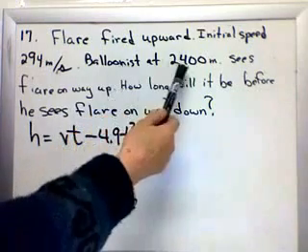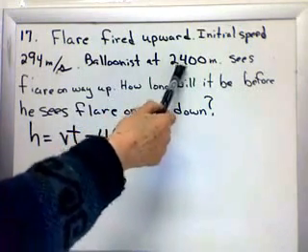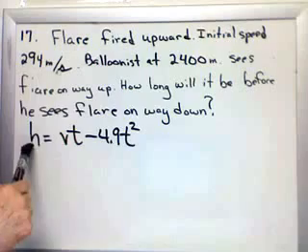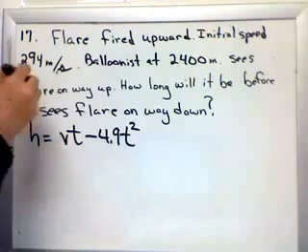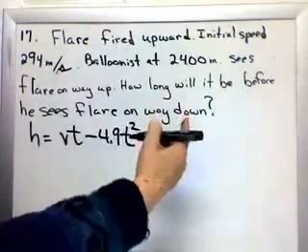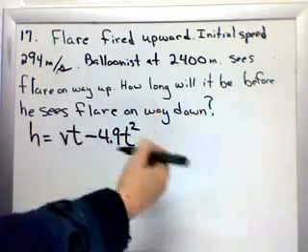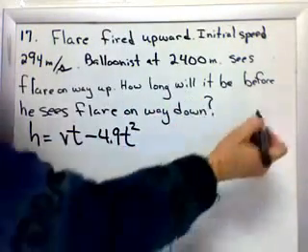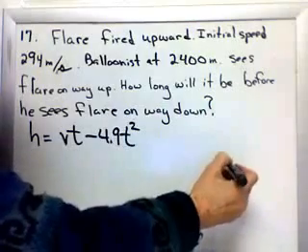The balloonist is 2,400 meters high. That's going to be our height. He sees the flare on the way up and on the way down. And then the question says, how long will it be before he sees the flare on the way down? So I like to sort of get a picture of what's going on here.